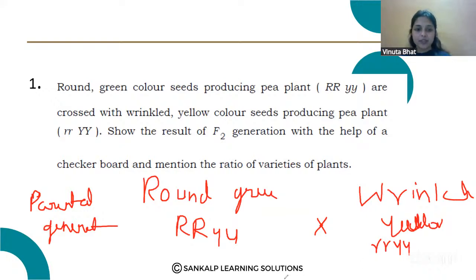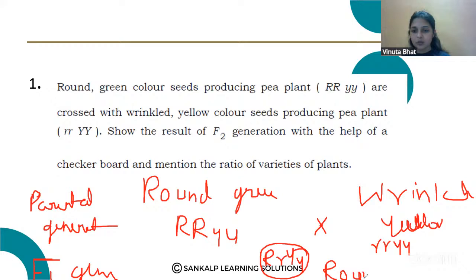Then write the F1 generation plants. Please write the F1 generation. F1 generation plants have the capital R, small r, capital Y, small y combination, that is, all are round yellow seeds. Please note down this. All the plants have round yellow seeds.